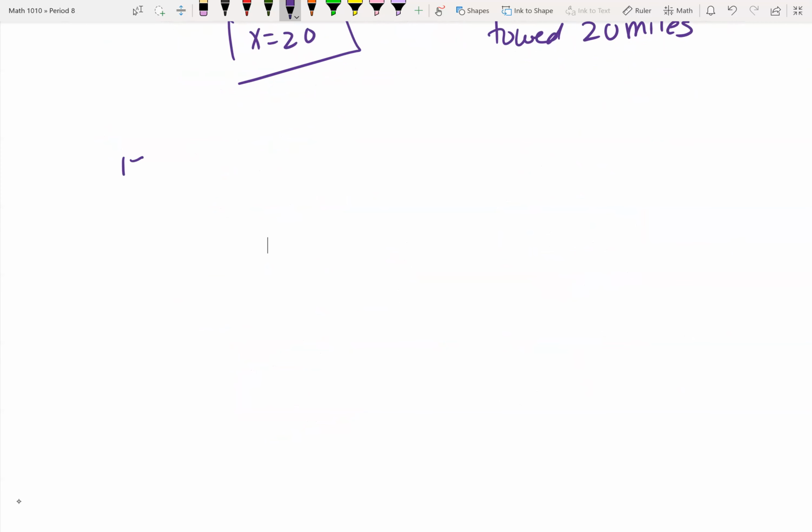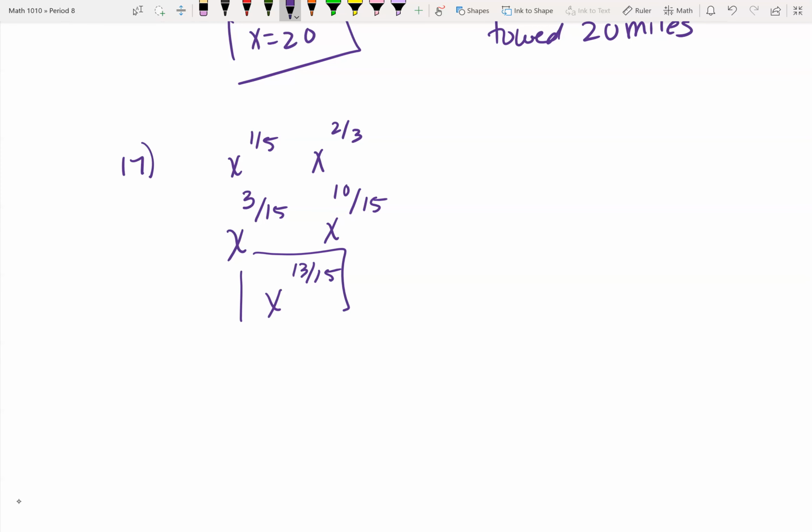Okay, here's question 17. So you have x to the 1/5 and x to the 2/3. So common denominator is going to be 15. 5 times 3 is 15, so 1 times 3 is 3. 3 times 5 is 15, so 2 times 5 is a 10. Then I add those and I get 13/15. So that's the simplified version. And then the radical version is the 15th root of x to the 13th. Okay, here is 18.